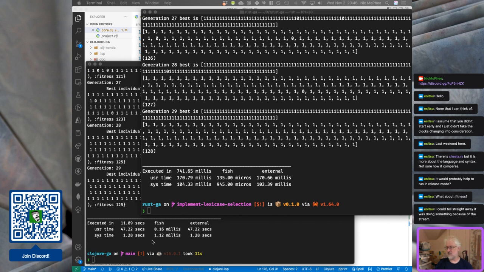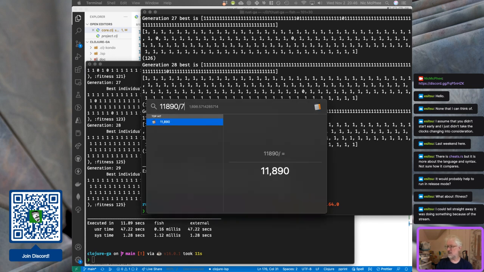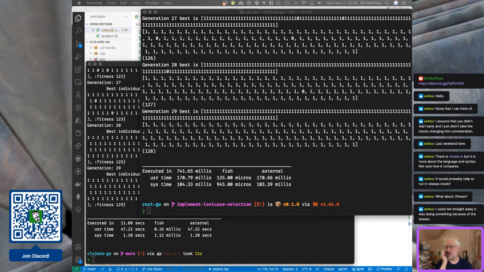So that is 10, not quite 20. So, 12,000 divided by 741. So 16 times faster. That's interesting. So it's significantly faster, but it's not like changing the world faster. Well, I mean, actually 24 times is pretty changing the world.